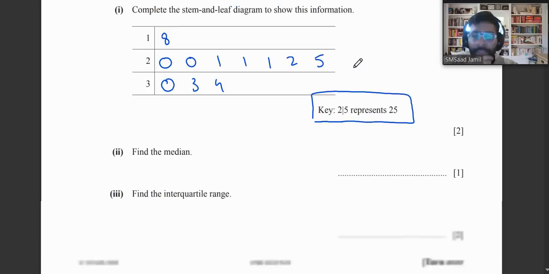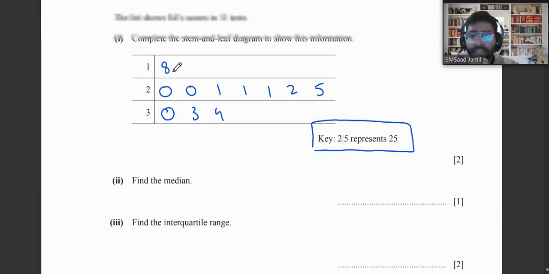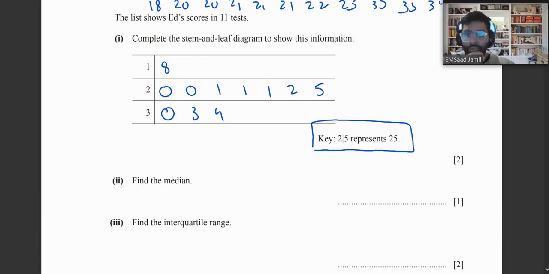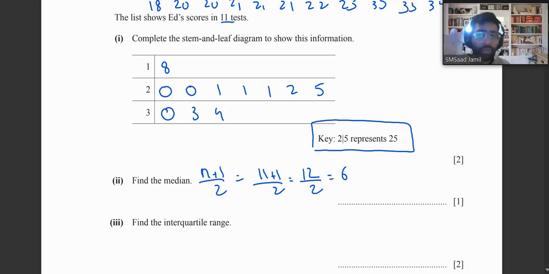Okay. Next part it says find the median. So you guys will use a formula n plus 1 divided by 2. N is the total scores, which is 11. 11 plus 1 divided by 2. So that's actually 12 divided by 2, 6. 6 is not your answer. We are basically choosing the sixth value. So 1, 2, 3, 4, 5, 6. So this number is actually 21.